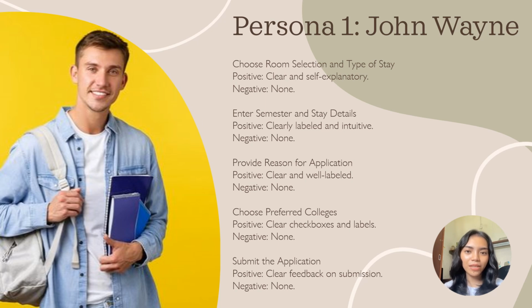Step 7, choosing preferred colleges. Options are self-explanatory and confirm selection visually. And then the last step is to submit the application. The checkbox is visible and selection is confirmed visually. All in all, the process is mostly intuitive, but the application section could be clearer and the college application link needs better visual distinction. These changes would improve the user experience for reapplying for college accommodation.